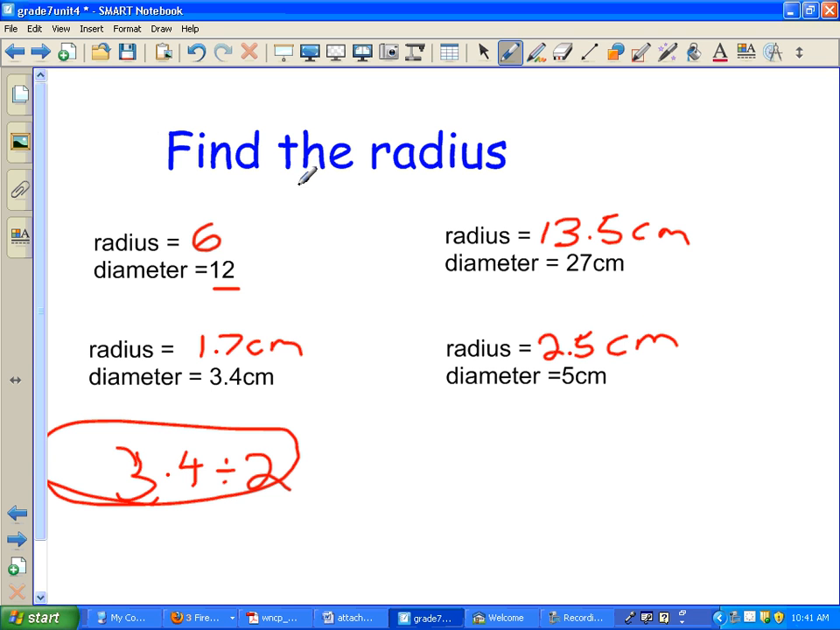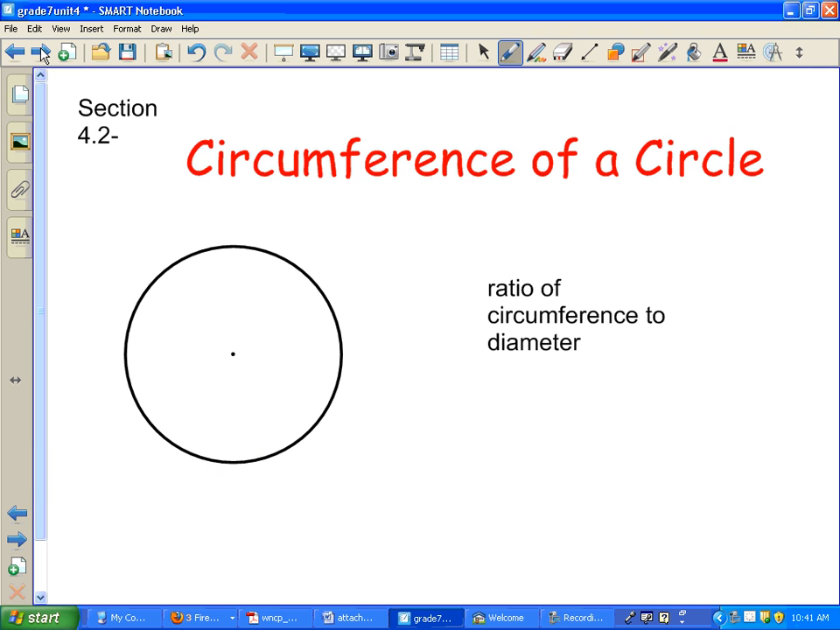So it's pretty easy to find the radius if you're given the diameter, or to find the diameter if you're given the radius. Now we're looking at the circumference of a circle. Now remember, the circumference is the total distance around. And we're going to find a ratio of the circumference to the diameter. In other words, let's change this to a fraction. We're going to take the circumference of any circle and divide it by the diameter. In other words, the distance from one side to the other in a perfect straight line.